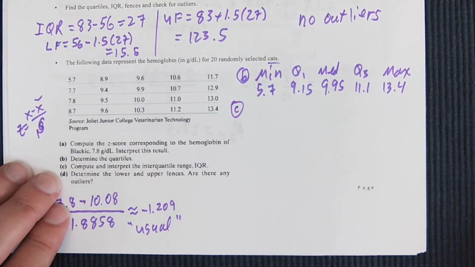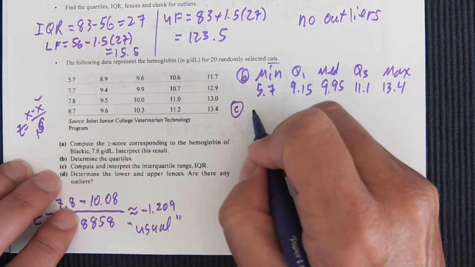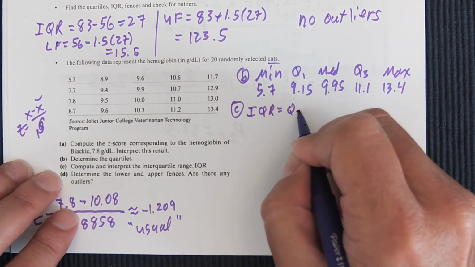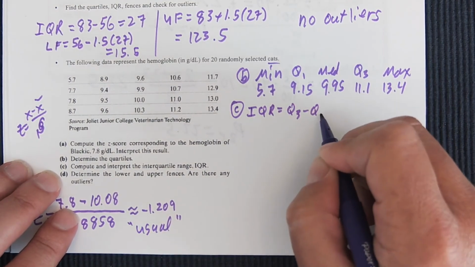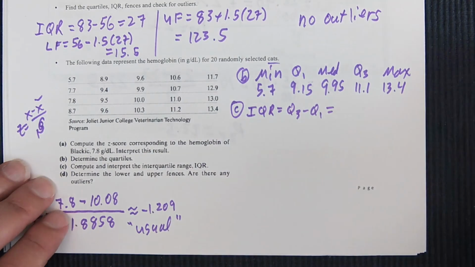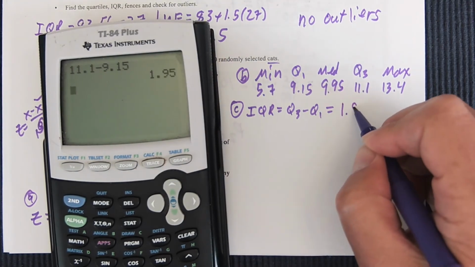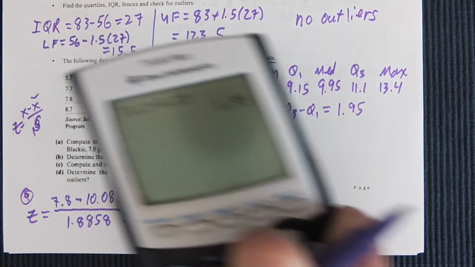Part C says compute and interpret the interquartile range, the IQR. Just a quick reminder, it's Q sub 3 minus Q sub 1, which is 11.1 minus 9.15, which gives me 1.95 as my IQR.